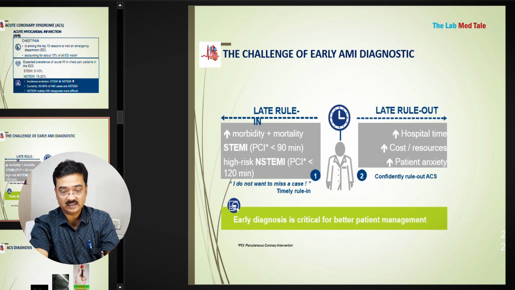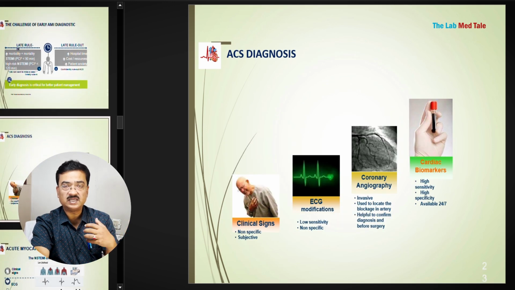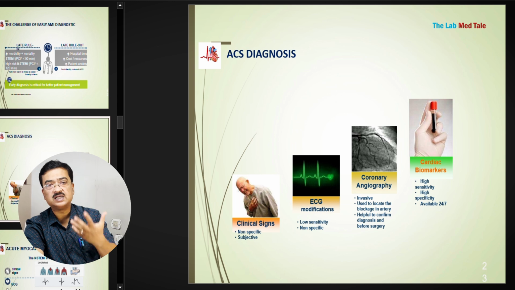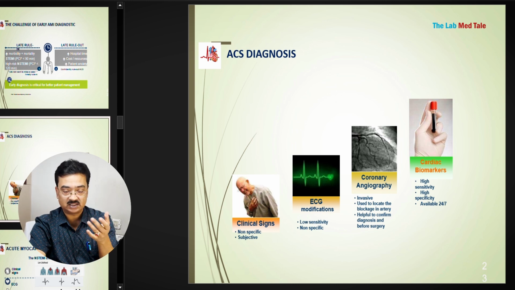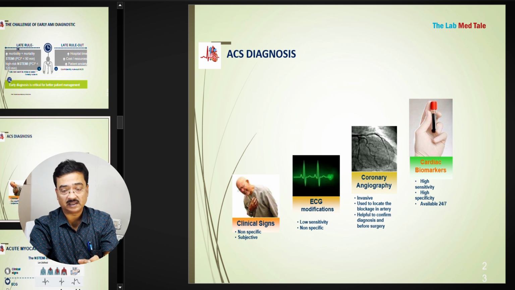So nowadays, the basic thing in ACS diagnosis, the first thing is severe chest pain and discomfort and any clinical sign, along with an ECG and then the biomarkers. In between comes the coronary angiogram. Coronary angiography is actually the gold standard method of diagnosis, but it is very difficult.